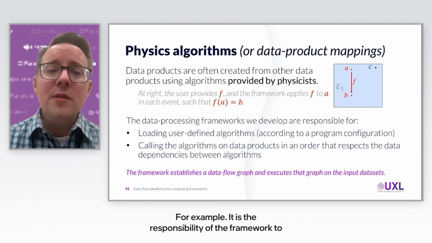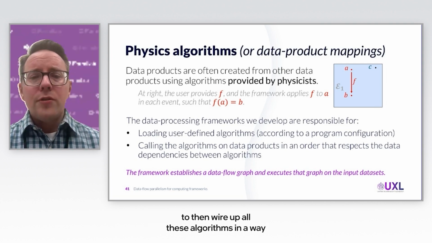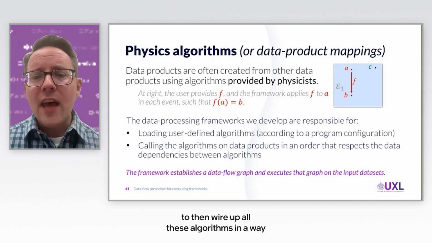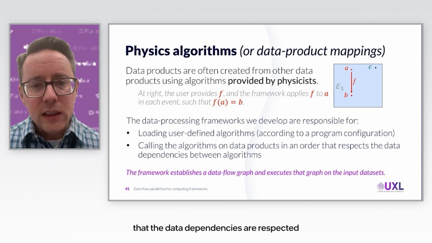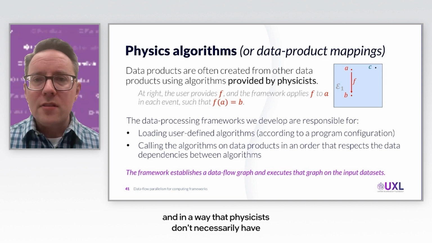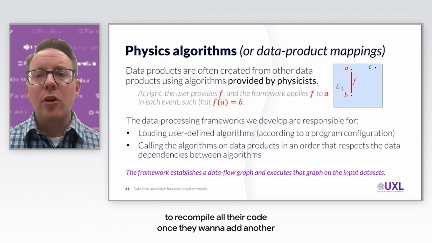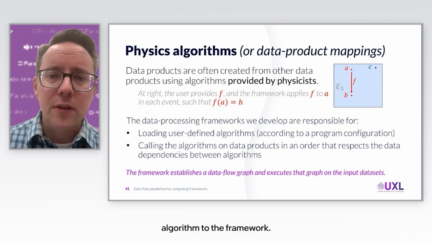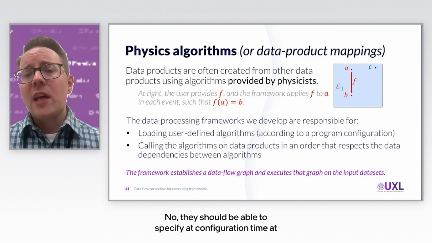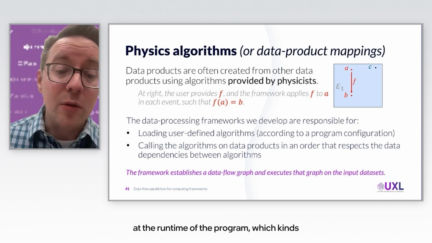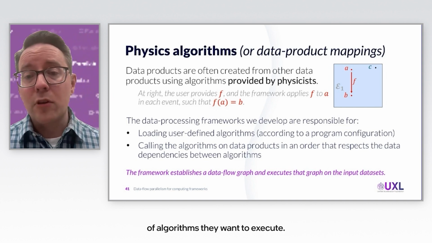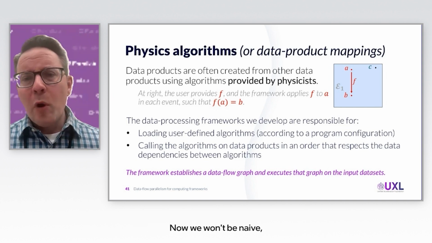It is the responsibility of the framework to then wire up all these algorithms in a way that the data dependencies are respected and in a way that physicists don't necessarily have to recompile all their code once they want to add another algorithm to the framework. No, they should be able to specify at configuration time, at the runtime of the program, which kinds of algorithms they want to execute. Now, we won't be naive.